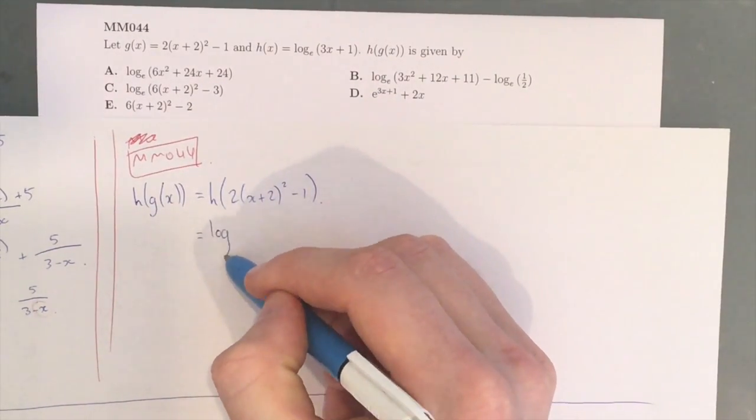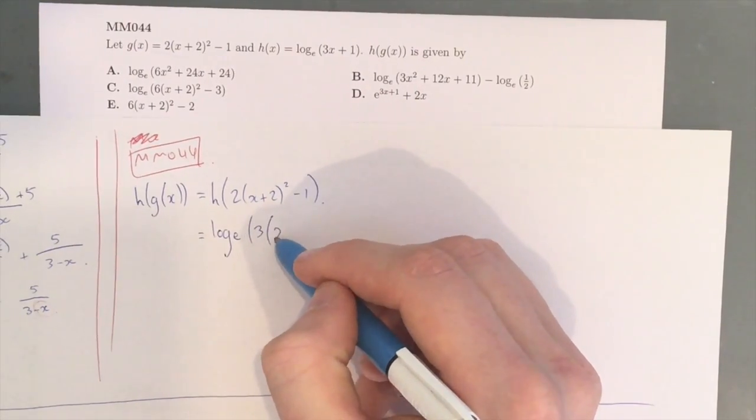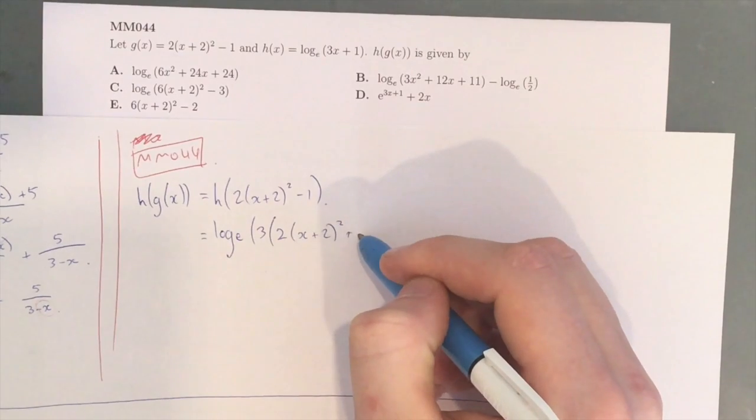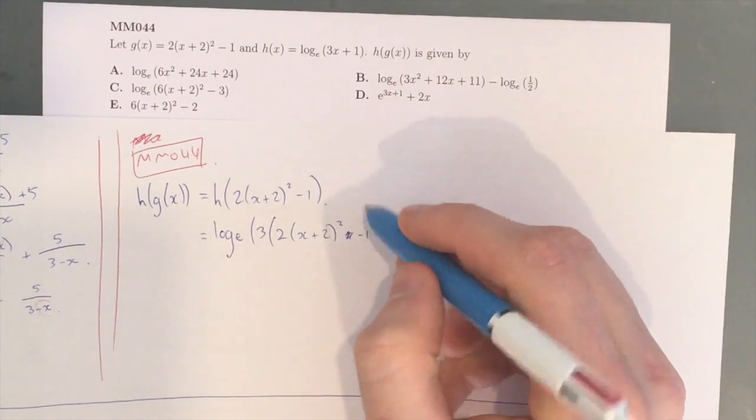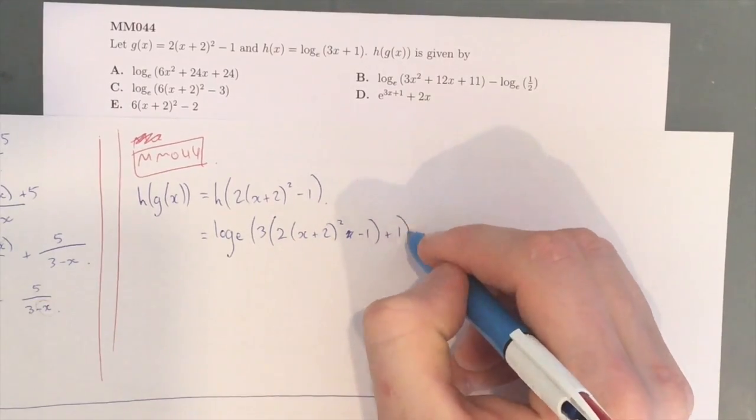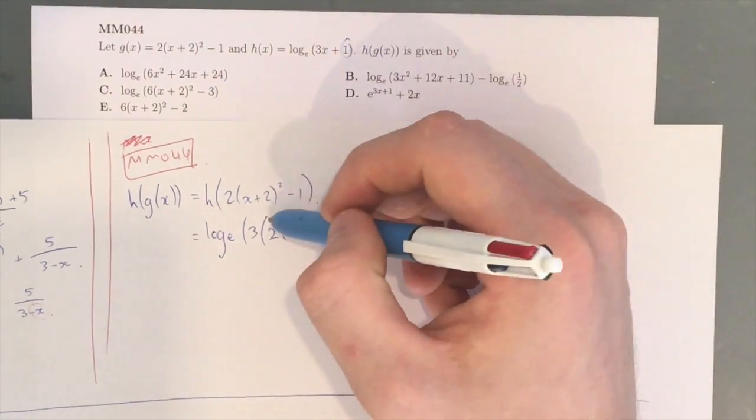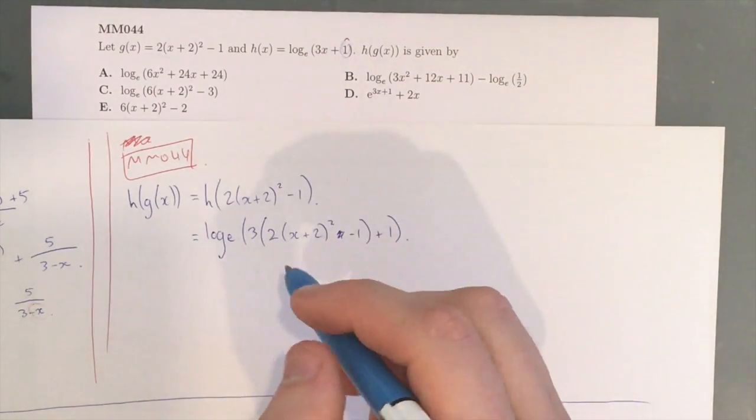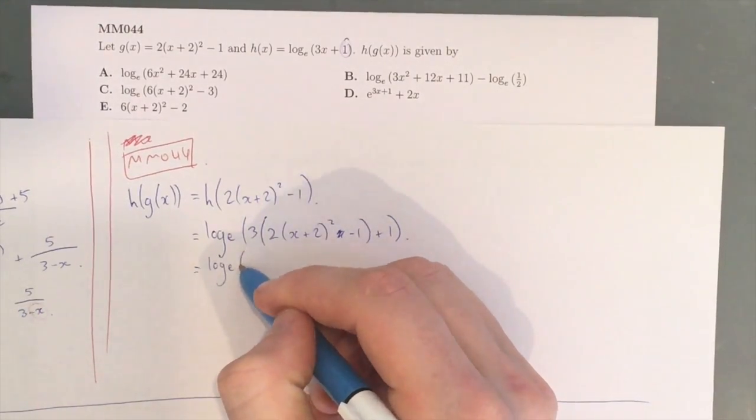Which means we have h of g of x equals log e of 3 times (2 times (x plus 2) squared minus 1) plus 1. So don't forget that plus 1 on the end because we've still got that over here. This x is this section here. What we then do is simply expand all this out.